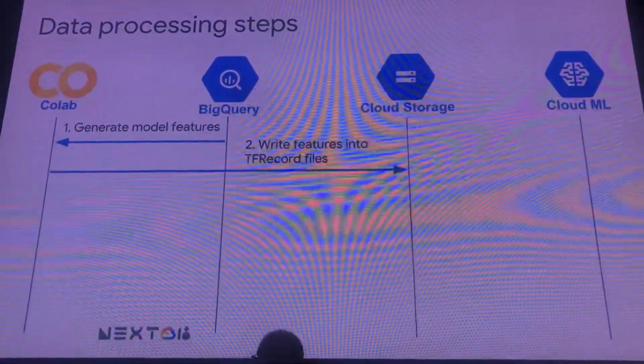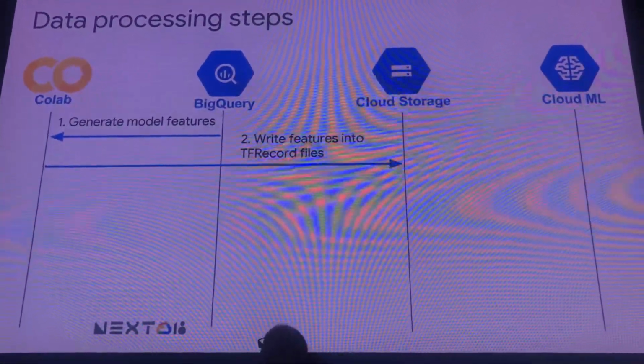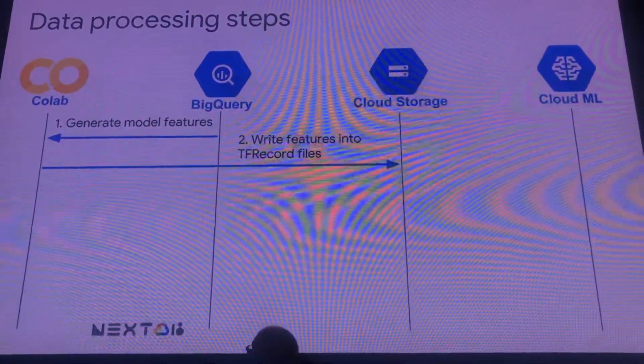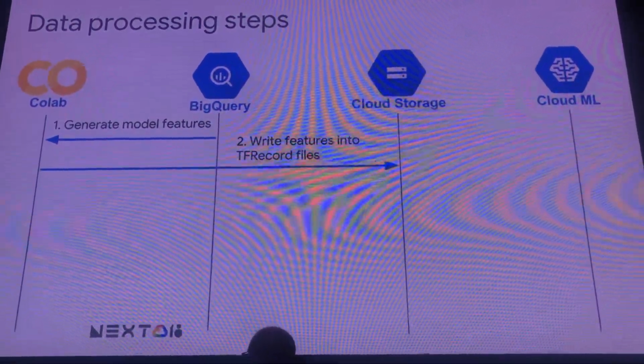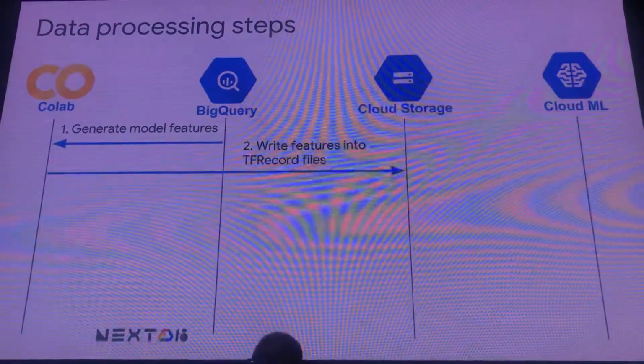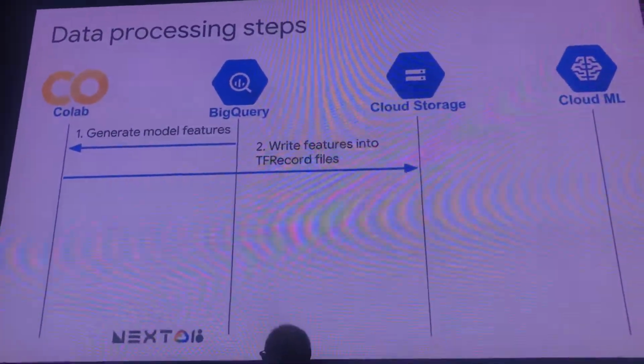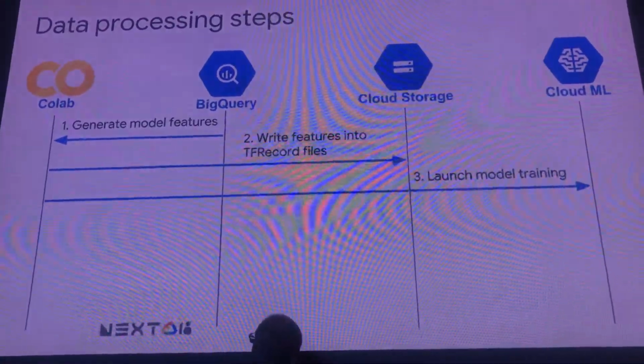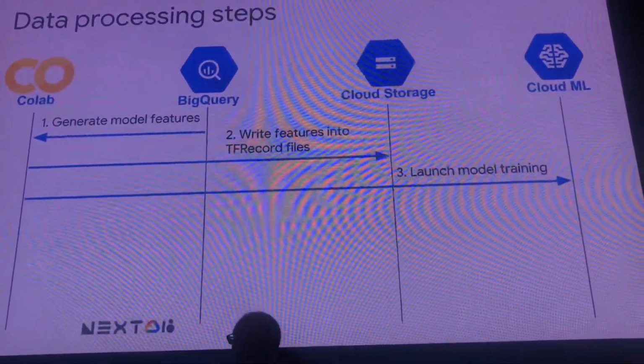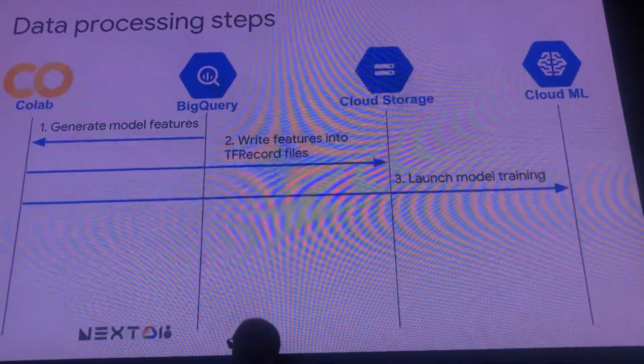Okay, second step in the data pipeline is we're going to write model input features into what is called TFRecord files. So this is the standard format for representing input features data for TensorFlow models. The third step is we're going to launch model training using Cloud ML Engine.